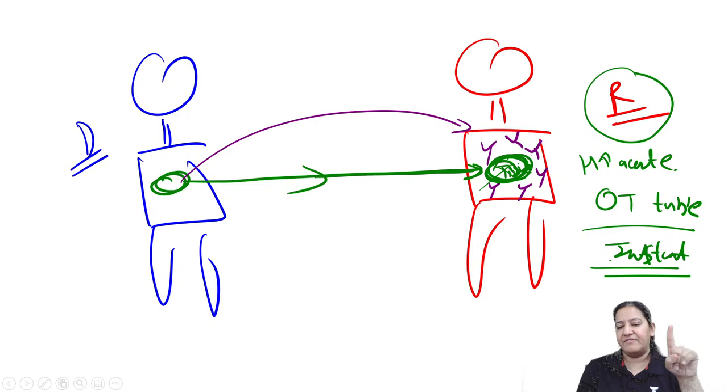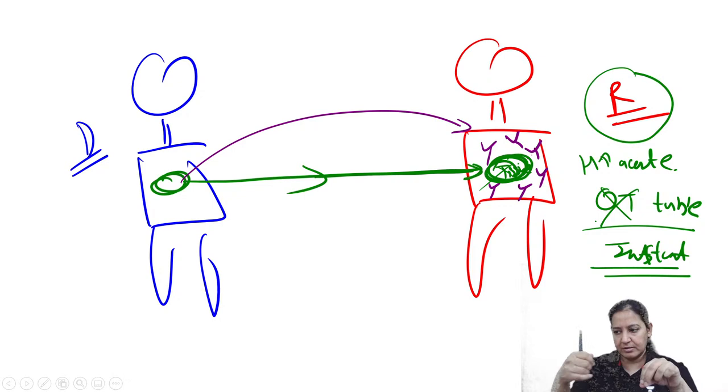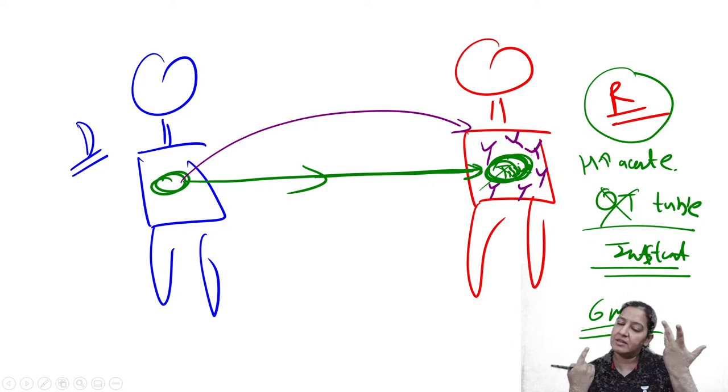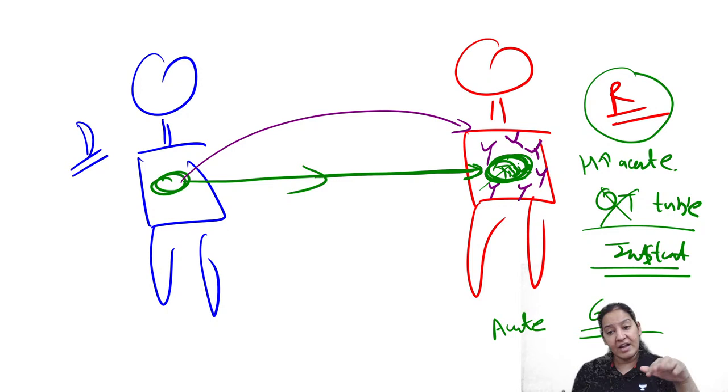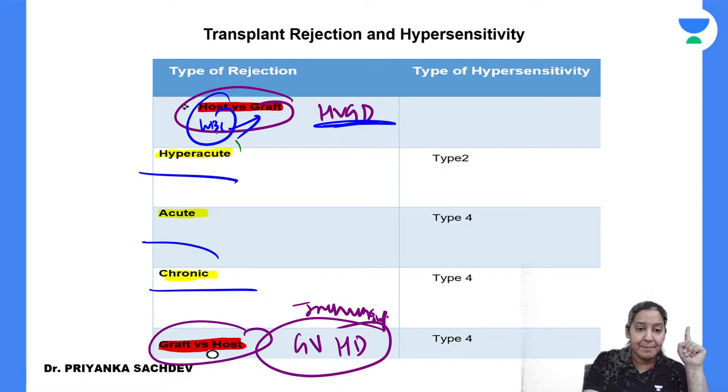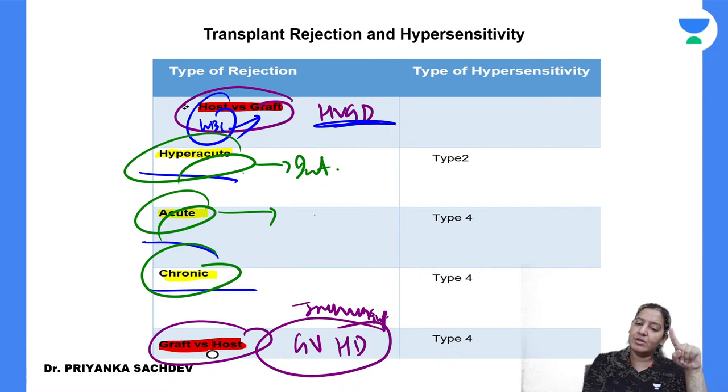That is the first thing. The second type: on the OT table rejection doesn't occur. So the surgeon is happy, does the suture, and closes the case. And within six months of the surgery, the graft is rejected. The transplant is rejected. That is known as acute. And after 6 months, if it occurs, it is known as chronic. So there are three types, and the mechanism of each is different: hyperacute, acute, and chronic. Hyperacute is instantly on the OT table. Acute is within 6 months. And chronic is more than 6 months.